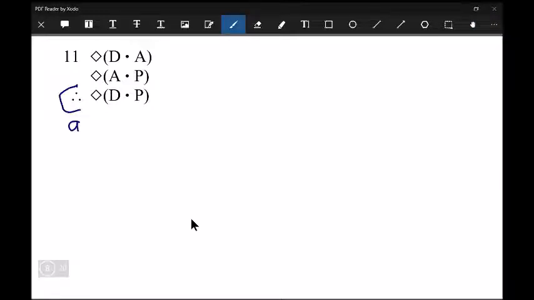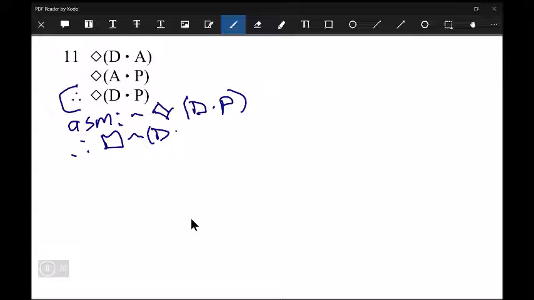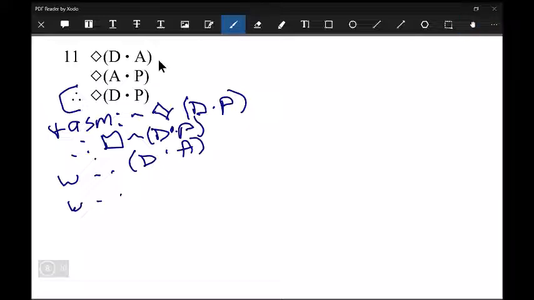So how do you disprove it? Assume the opposite. Not possible, therefore necessary, not D and P. That's a dot. Then you drop the diamonds. Each one goes into a new and different world. So you have the first one there, possible D and A. So you put D and A in world W, and you can simplify it if you want. Therefore D, therefore A.